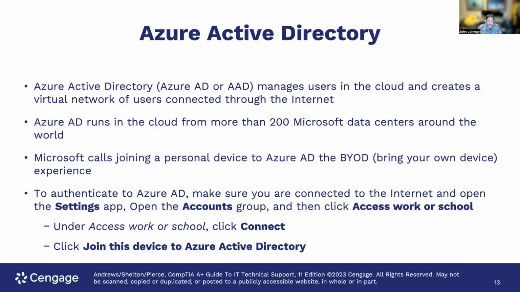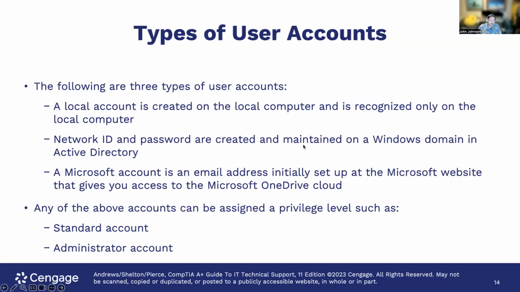So to authenticate to Azure AD, make sure you're connected to the internet. That's going to be necessary since it's cloud-based. You need to open up the Settings app, go into the Accounts group, and then click on Access Work or School. Then under Access Work or School, you can click Connect, and then click on Join this device to Azure Active Directory. And it would be nice if they had graphics for that, but alas, they do not.